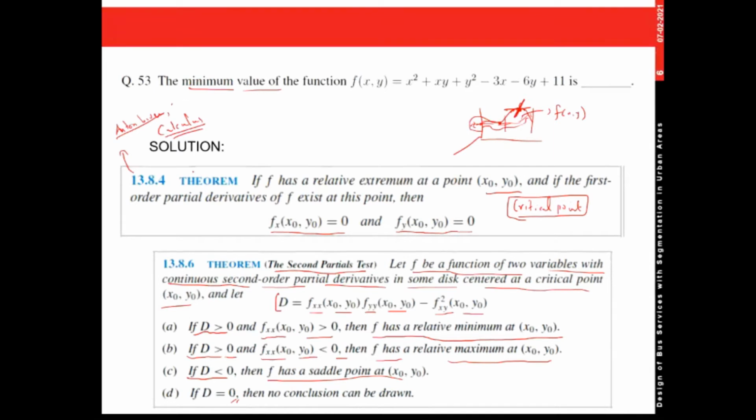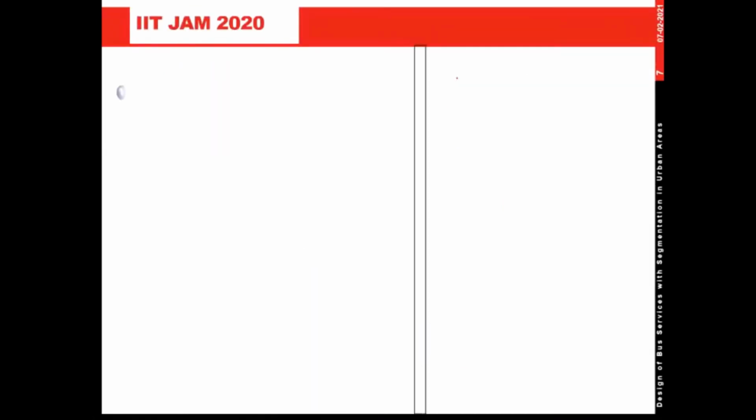From this theory part, we know that the minimum value might occur because this is a continuous and differentiable function. This is a polynomial in two variables, so every derivative exists, second order and third order derivatives exist, and all those are continuous. So every condition is satisfied. Now the minimum value will occur on the critical point, so let us find the critical point.